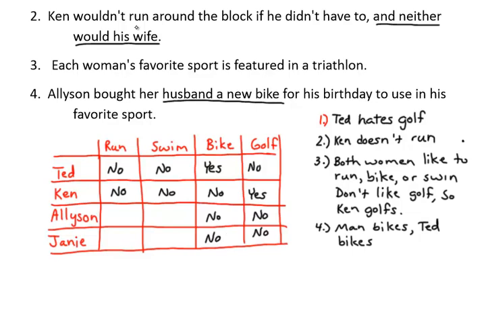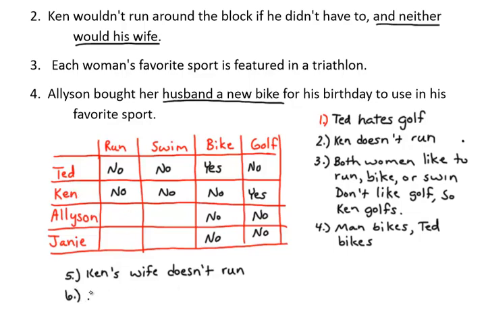So Ken's wife, Ken wouldn't run around the block if he didn't have to, and neither would his wife. So Ken's wife doesn't run. And number 4 says Allison bought her husband a new bike. And so Ken doesn't like to bike. So that means that Allison is not Ken's wife.